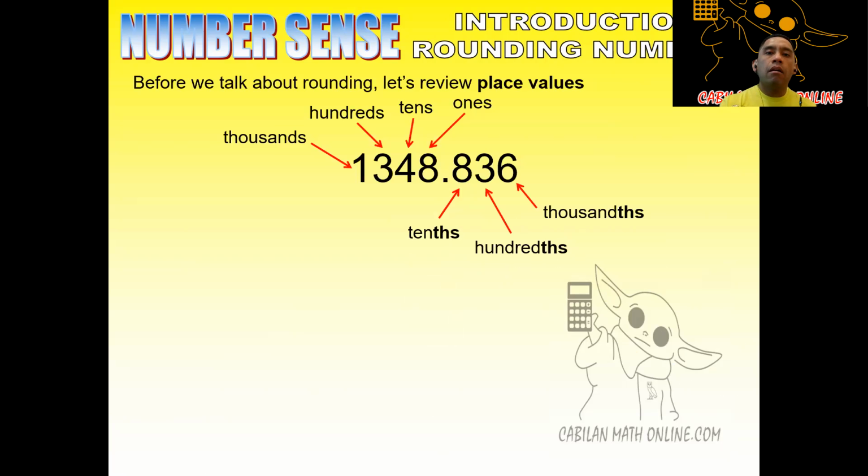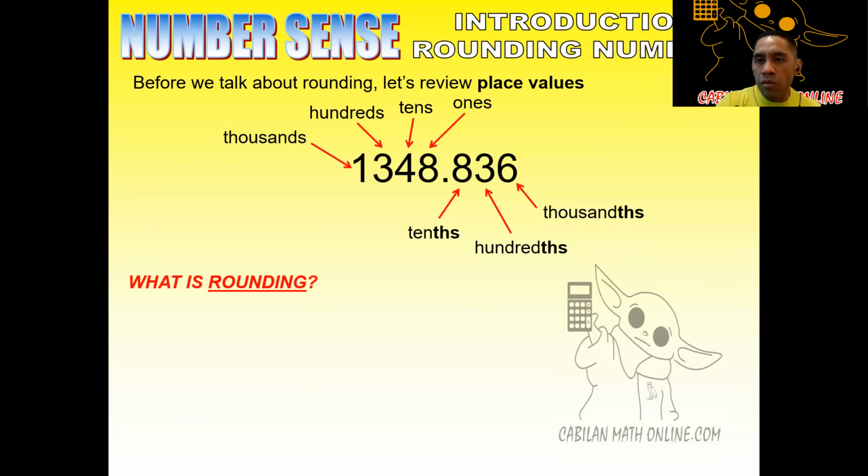Now, in very similar fashion to the numbers on the left, as we go to the right of the decimal place, the place value also increases. For example, the number to the right of the thousandths column will be the 10,000ths column, and so forth.